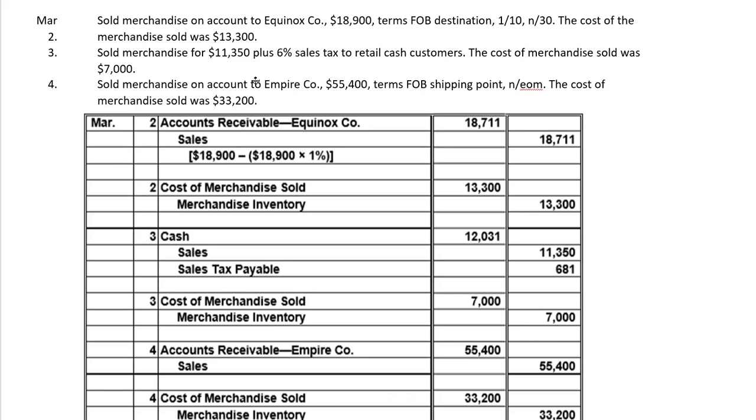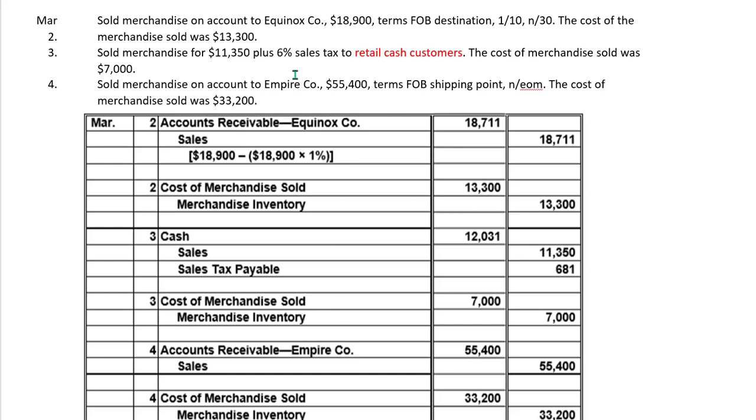So we've got a sale. This was to retail cash customers. Did you see that? Retail cash customers. I'm going to make that a different color, maybe red. So that means it's a cash sale. So we've got sales of $12,031. That would be $11,350 plus 6% for the sales tax. The sales recorded is $11,350, but the sales tax of $681 goes into a payable account where it's got to be remitted to the state. Cost of goods sold was $7,000. Debit cost of goods sold, credit merchandise inventory.